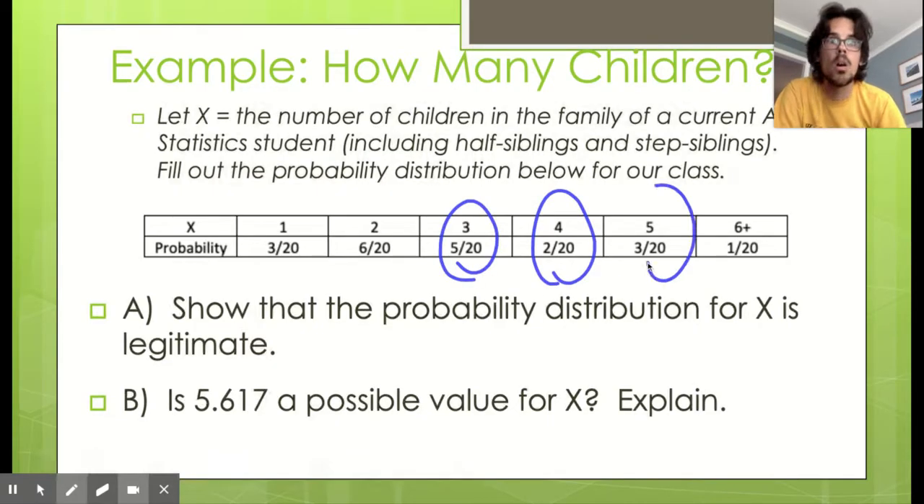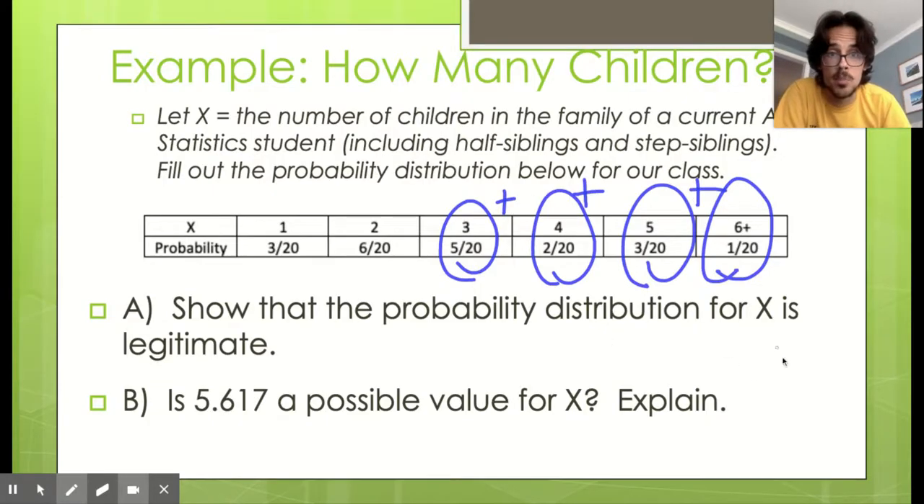or it could be 4, or it could be 5, or it could be 6 plus. We're just going to add those up, and they're mutually exclusive, so we don't have to subtract anything. If you add those, for that one, you're going to get, it looks like, 11 out of 20 or 0.55. So that is the answer for part D.